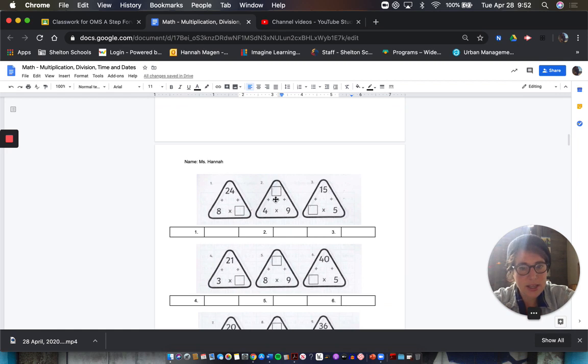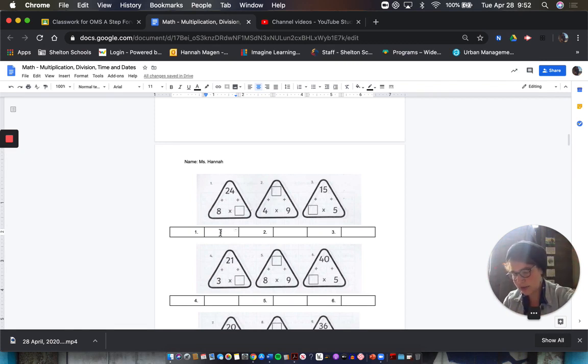Here we've got some of the same multiplication and division triangles, but they're missing numbers. So your job is to put in those missing numbers in the boxes below. Look, we've got 24 divided by 8. Now you might want to use your notebook again to write down how you're solving these equations. Maybe you've got them memorized, but maybe you need a little help.